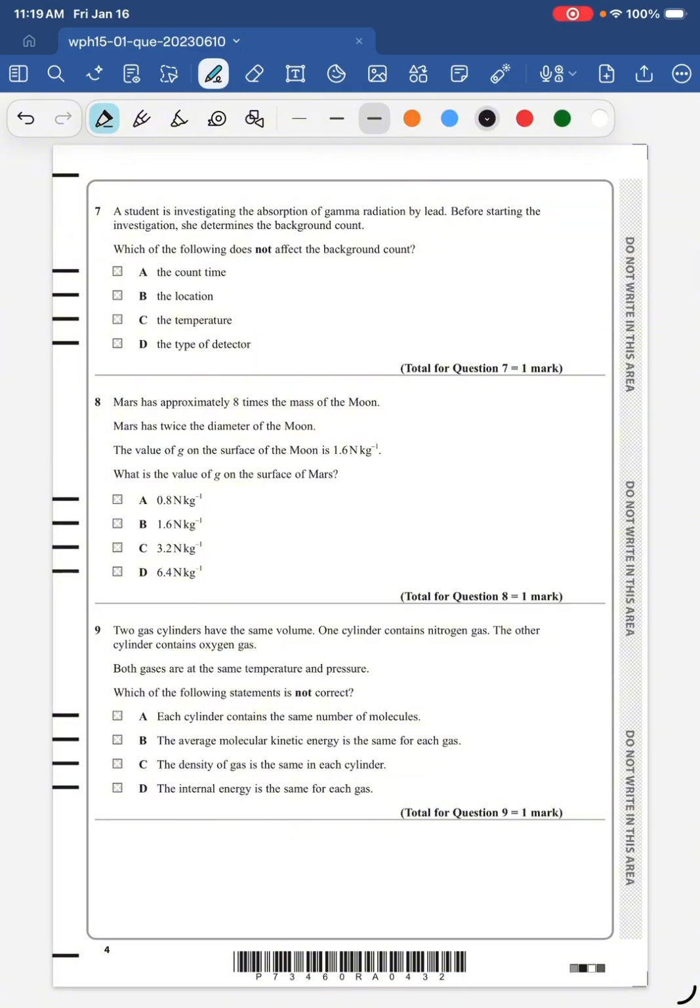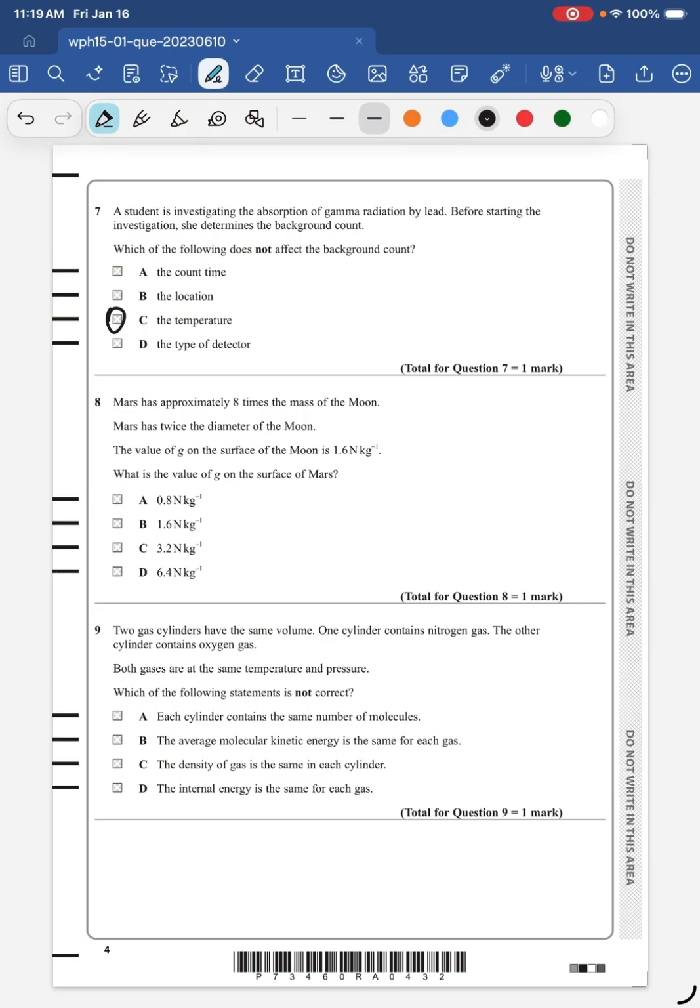The temperature doesn't affect radioactive decay. So actually that's the answer, but also let's read option D. The type of detector affects the experiment, right? Because some detectors are more sensitive, right? So, question 8.